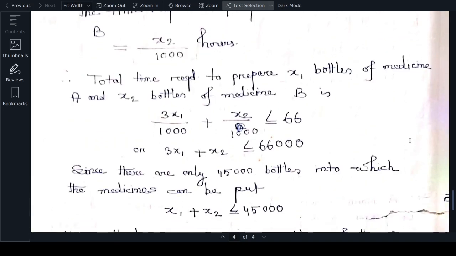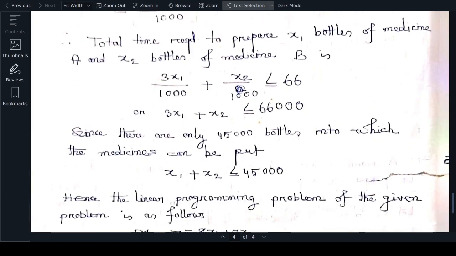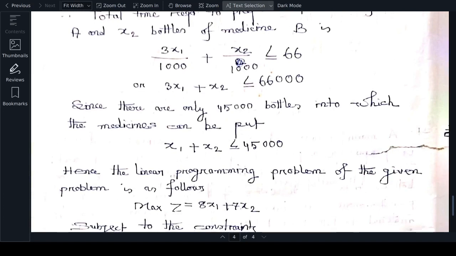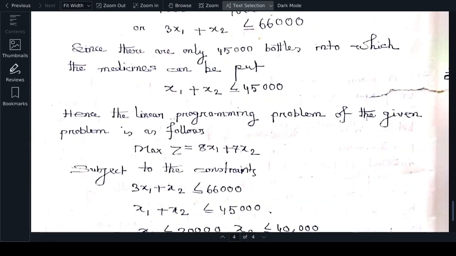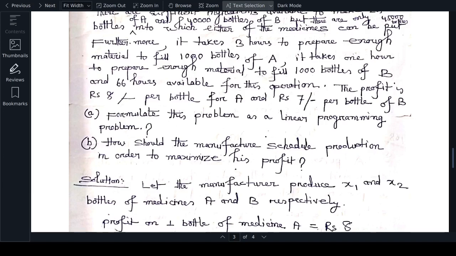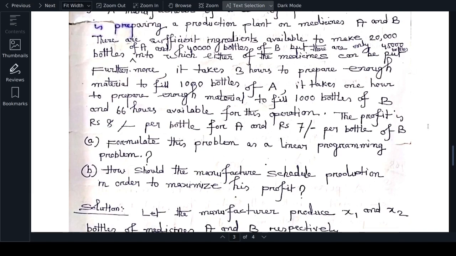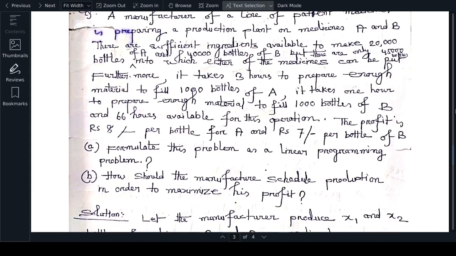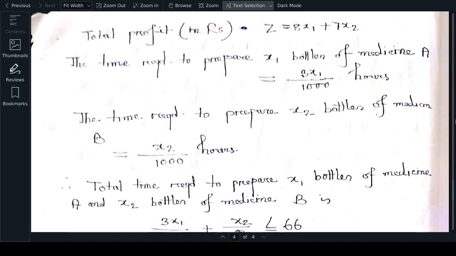And another restriction is what? Here a restriction is given. There are sufficient ingredients available to make 20,000 bottles of A and 40,000 bottles of B. Okay, so for the type A bottles x1, the restriction will be what? 20,000. So in the formulation you see x1 less than or equal to 20,000 and x2 less than or equal to 40,000.